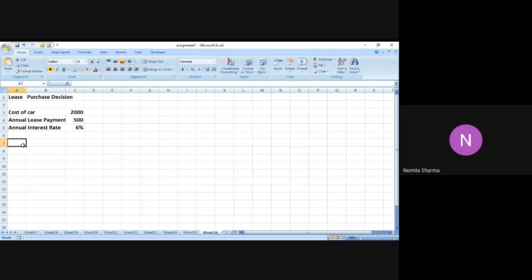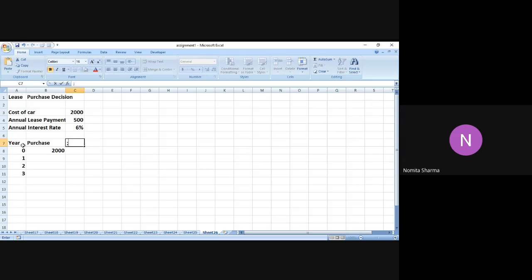All right, let me just adjust the column width so that it is easily viewable. Now I will make a very small table to compare the purchase cost and the lease cost. In case of a purchase, everybody knows that when we purchase anything, we have to make the whole payment there and then. So the total amount will be 2000, that is the cost of the car, so I will simply say C3. Here is 0 and it will be 1, 2, 3.